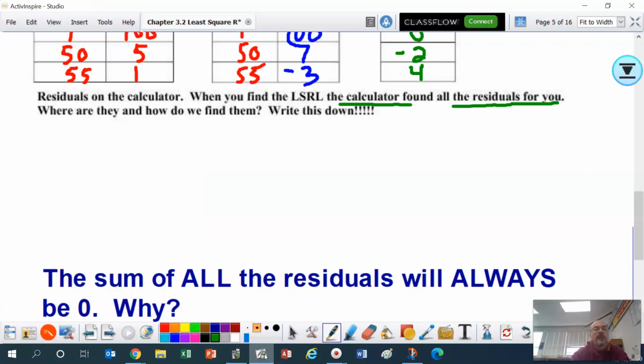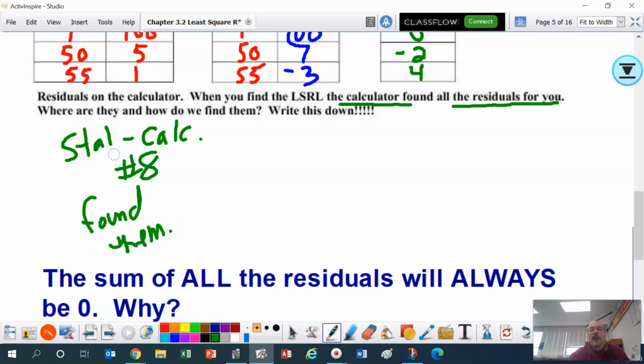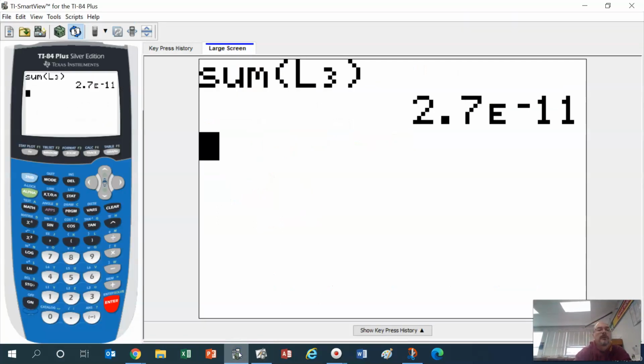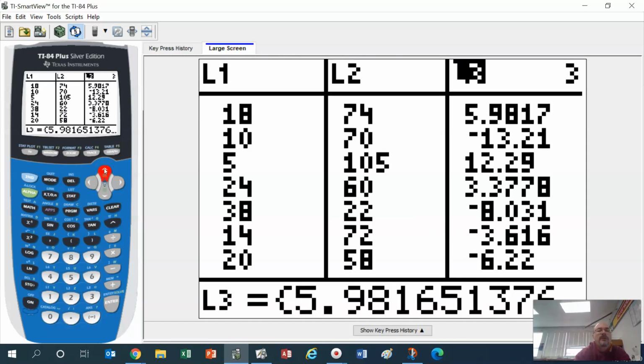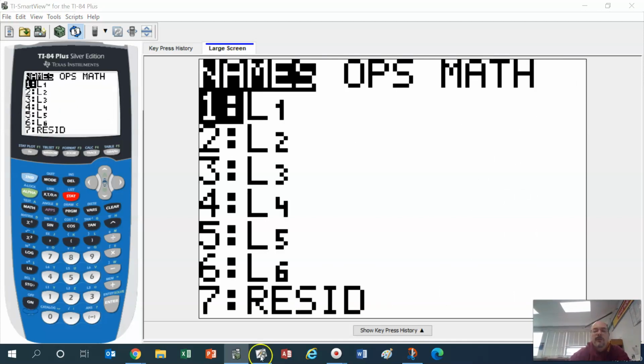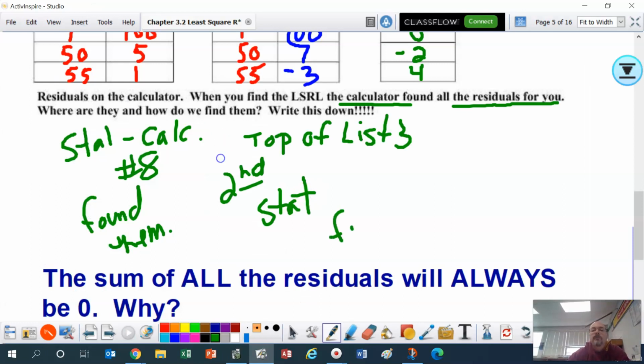So again, what we did when we did the stat calculate number 8, it found the residuals. Then we went to the top of list 3. Then we went second stat, and we found the resids. And then hit enter, and it should put them in list number 3.